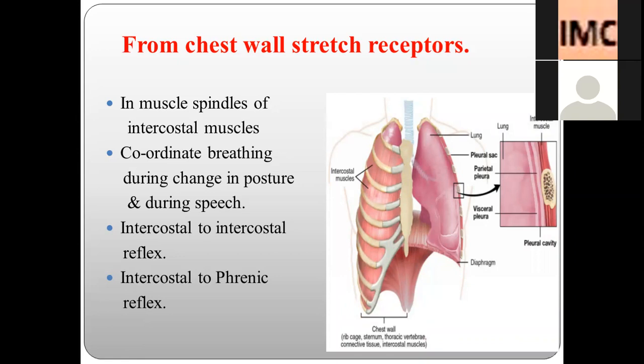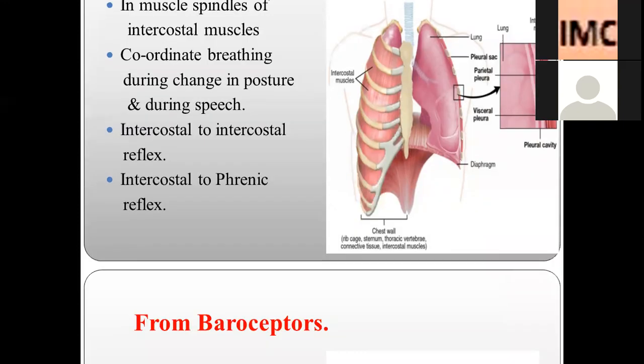Then you can have the alteration of respiration from chest wall stretch receptors. Muscle spindles are there in the intercostal muscles. They coordinate the breathing during the change in posture and during speech. That is termed the intercostal to intercostal reflex, and this reflex is through the phrenic nerve. Whenever you are changing posture, for example sitting, standing, walking, your respiration is going to change, and this is due to chest wall stretch receptors.